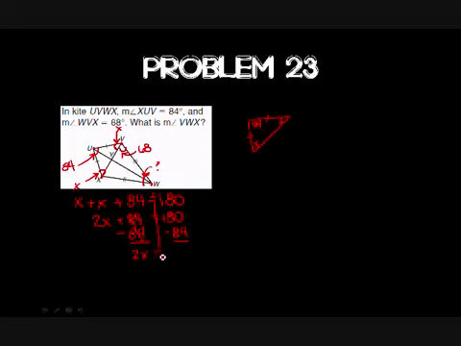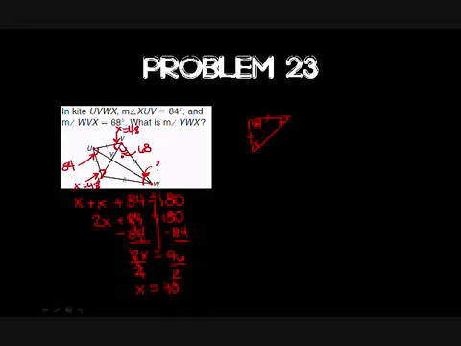So we get 2x equals 96. And then we just divide both sides by 2. So we get x equals 48. So these angles are both 48.